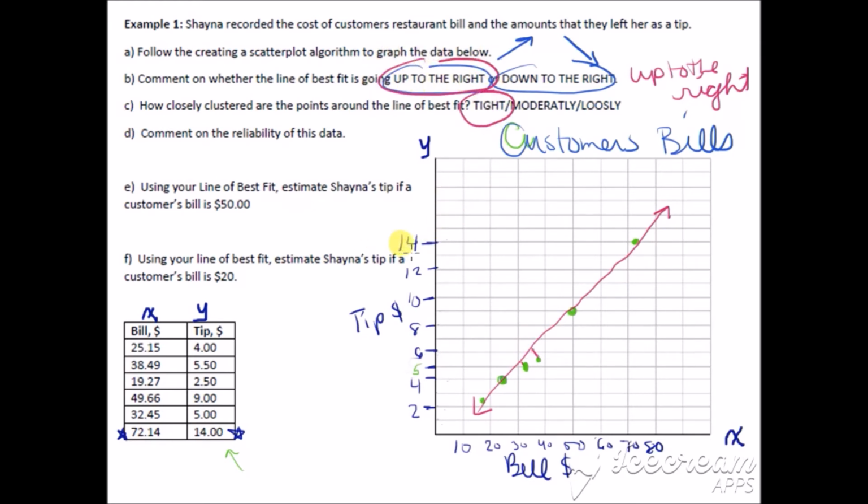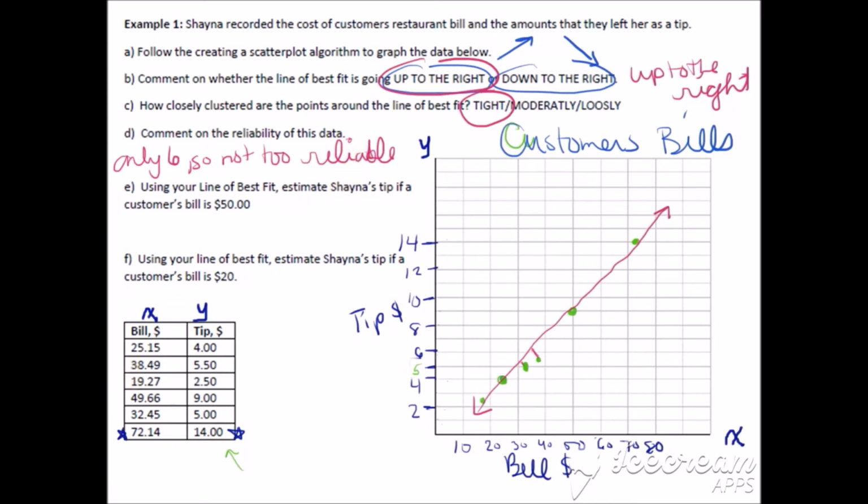Okay, what's the reliability of this data? Well, 1, 2, 3, 4, 5, 6. There's only 6 points. Only 6 data were collected, so not too reliable. I think that if you're a waitress, you probably have maybe 10, 20 tables a day.